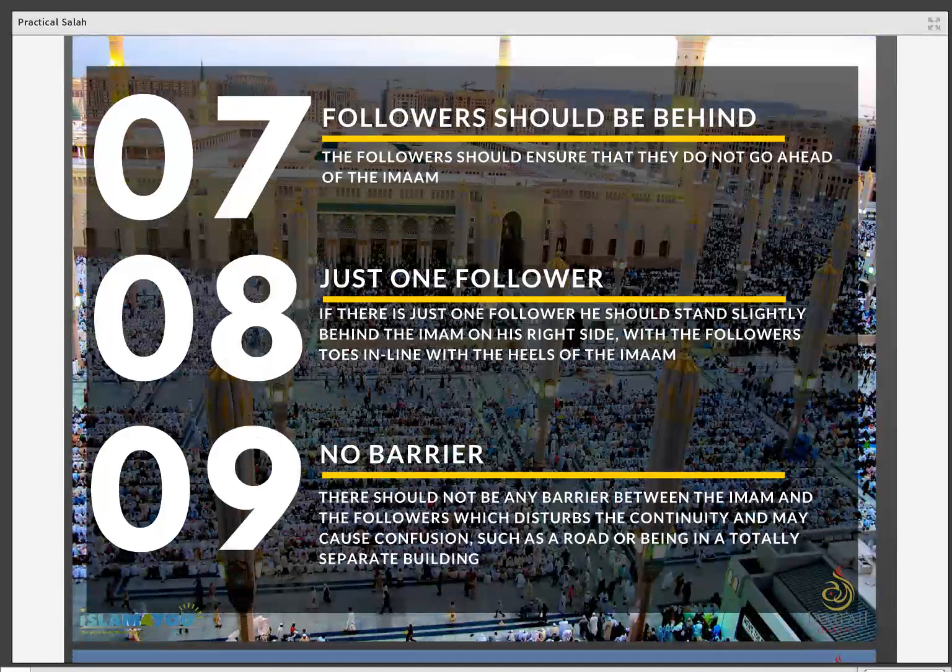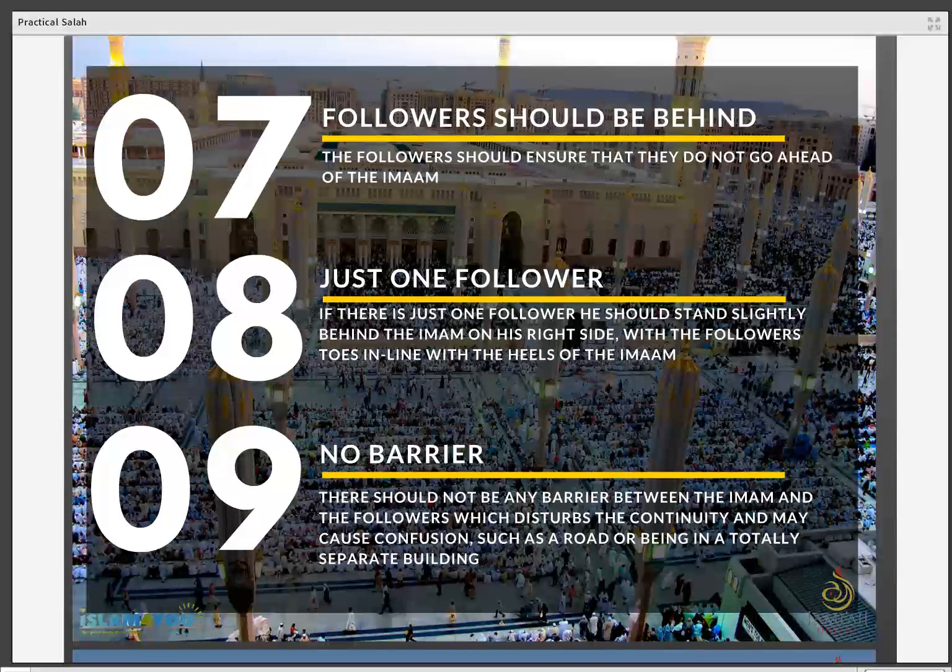Then number 7. We should ensure that the follower is behind the Imam at all times. And we should never be in front of the Imam. The moment a person goes in front of the Imam, a person's prayer would not be accepted. Now this can happen at times. Perhaps we are performing prayers in a mosque and there's an overflow. We go into a classroom or outside. We should then ensure that we do not go in front of the Imam.